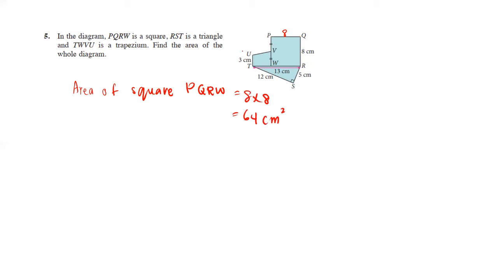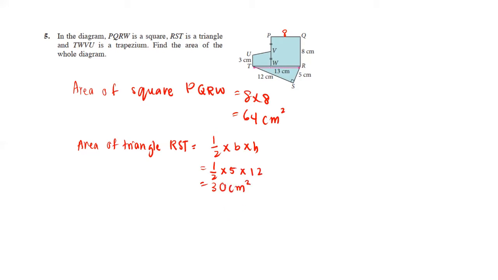Next, for the area of the triangle. So area of triangle RST. So we know the base and we know the height. So we use the formula 1/2 times base times height, where the base will be 5 and the height will be 12. So that gives us 30 cm square.